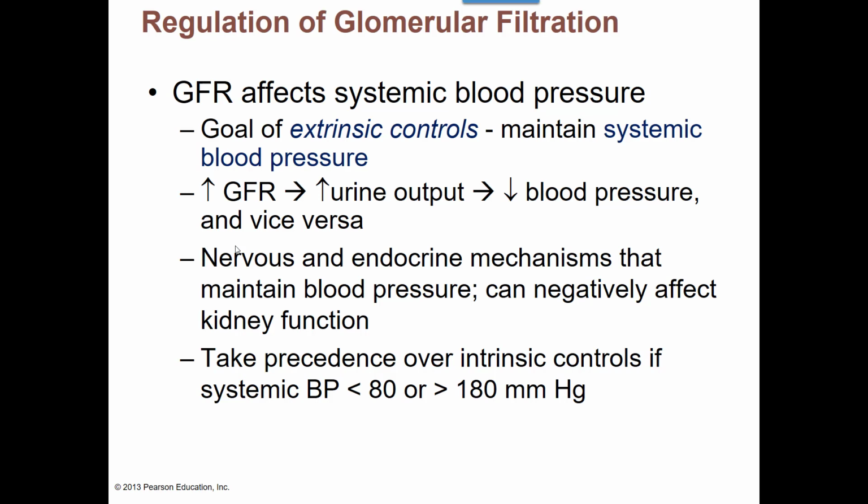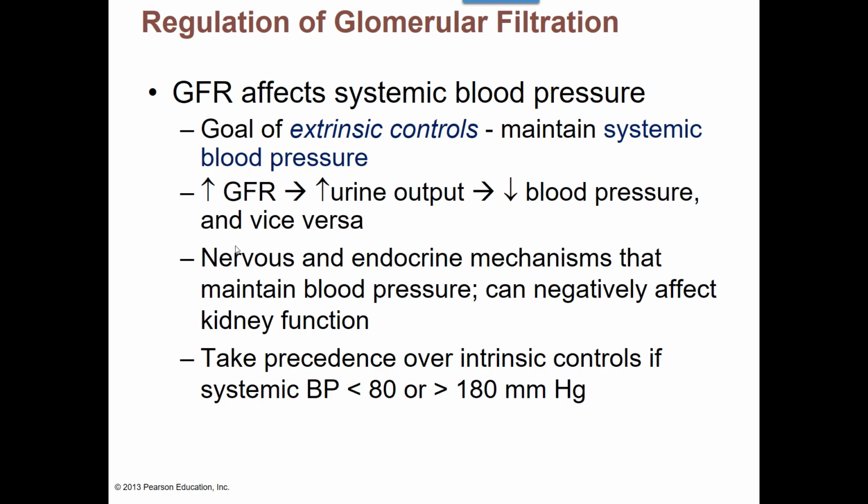Now, your nervous system and endocrine system also can maintain blood pressure. We're not saying that the urinary system is the only thing that's maintaining blood pressure, but it does have an effect on your blood pressure. Now, unfortunately, if you were changing urine output to change blood pressure, and even with blood pressure being regulated by other systems, your kidneys can get damaged by blood pressure issues. Now, generally your extrinsic controls are going to take precedence over intrinsic control if your blood pressure is less than 80 or more than 180, meaning outside of normal ranges.